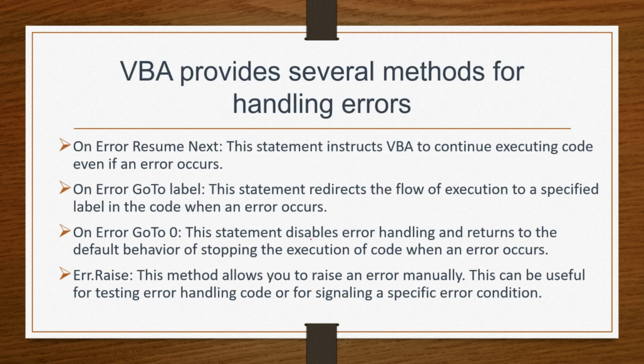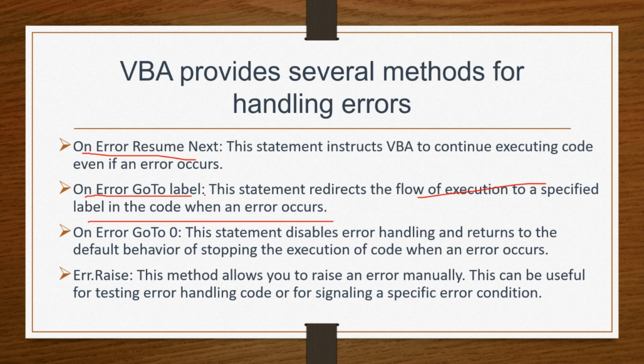There are mainly four types of error handling technique. One is On Error Resume Next. This is one of the simplest techniques or statements. If you anticipate any error and it does not impact your code, you can ignore that error by using On Error Resume Next. The other type is On Error GoTo label. This statement redirects the flow of execution to the specified label in the code when an error occurs.